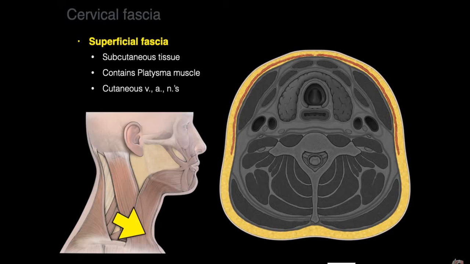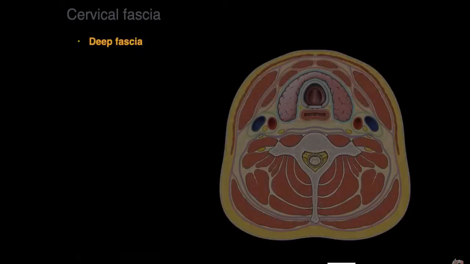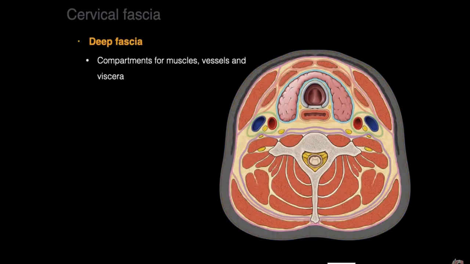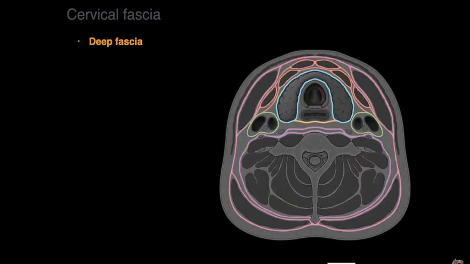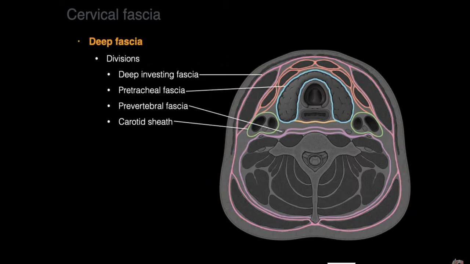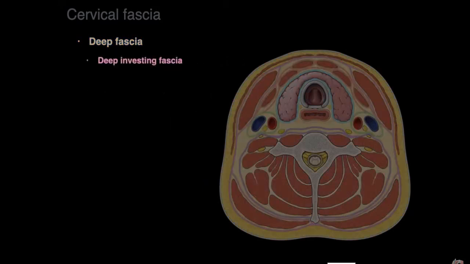It also has cutaneous veins, arteries, and nerves, branches from the cervical plexus. The deep fascia is everything in that blinking area where there are compartments for muscles and vessels and viscera, and it's easier for these structures and compartments to slide over each other. So the different subdivisions of the deep fascia are as follows. We're going to start with the deep investing fascia first.